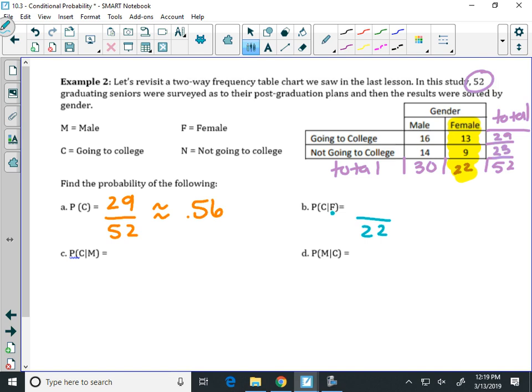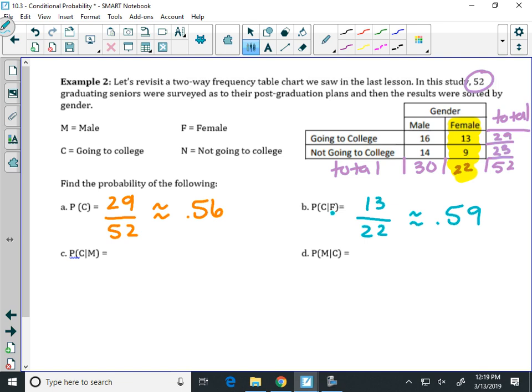The total number of females, the second thing, goes on the bottom. Of those females, in this column, how many are going to college? 13. 13 out of the 22 females are going to college. What is 13 over 22 as a decimal? Is it 0.59? I was thinking 9.5, but 0.59 makes more sense. About 59, almost 60% of the females are going to college.